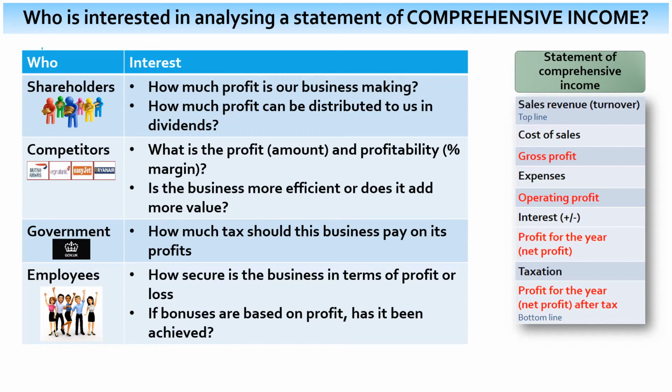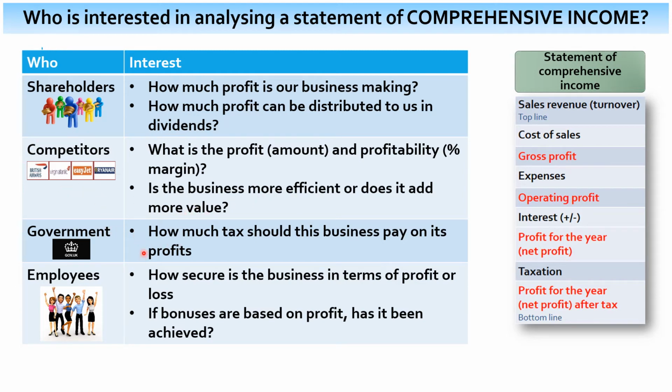So who is interested in looking at a Statement of Comprehensive Income? Well, certainly the shareholders are looking at how much profit their business is making and how much profit therefore can be distributed to them in dividends. Competitors might be looking at the level of profitability and possibly the amount of profit to benchmark themselves. Is the business more efficient? Does it add more value? And what can they learn as competitors from that.